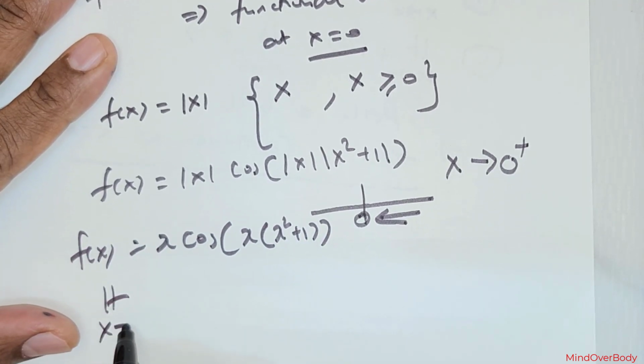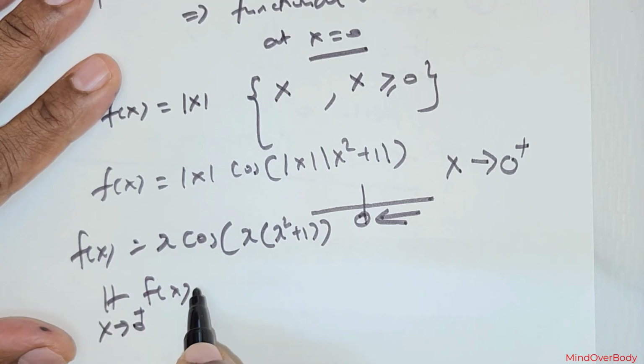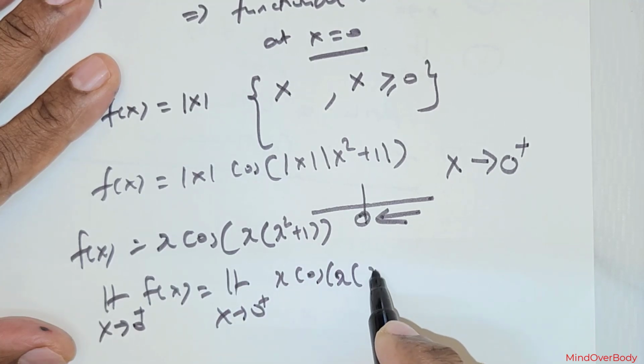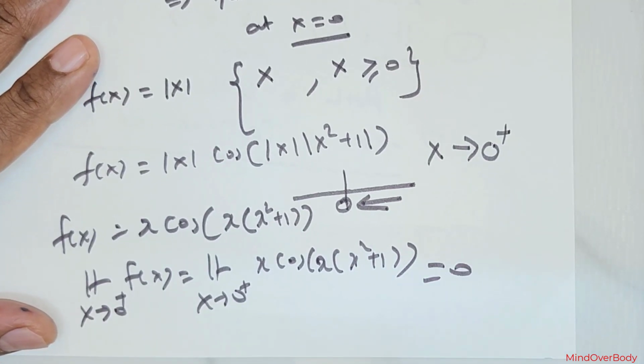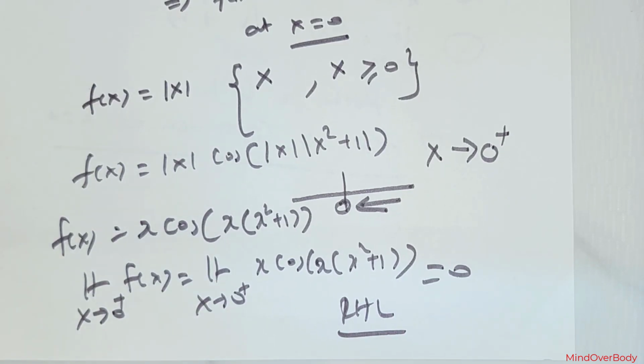So this is exactly what we've got as the function. So now if I'm going to tend towards 0 plus for this function, what would this be? This would be limit x tending to 0 plus of x times cos of x times x squared plus 1. So clearly this is going to be equal to 0. So this is my right hand limit. Okay, moving on. I am done with this. So let me go to the next part.